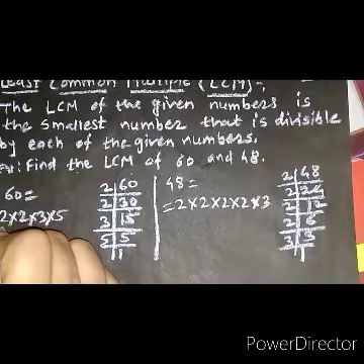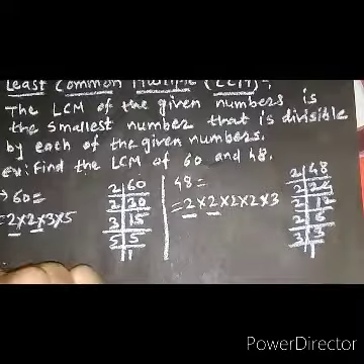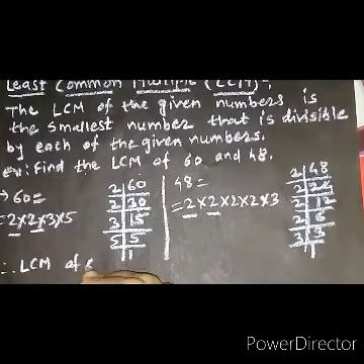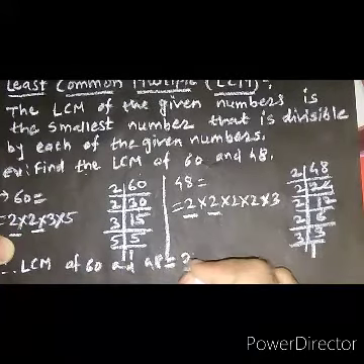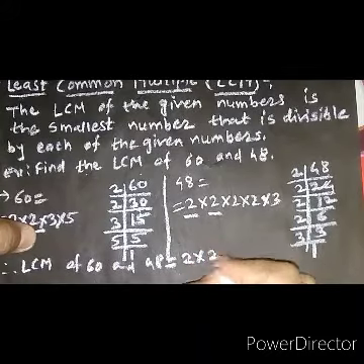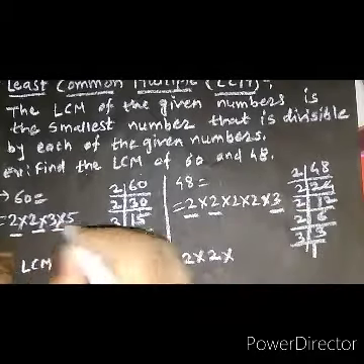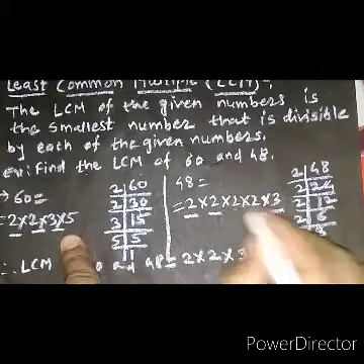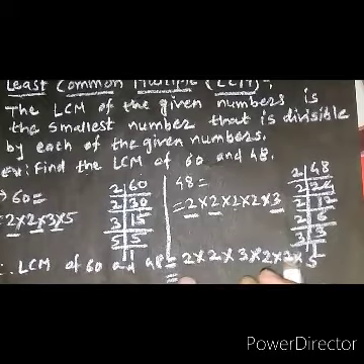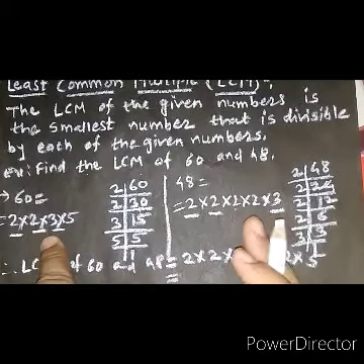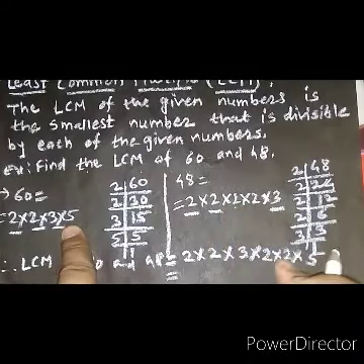Now we have to find the common divisors. 2 two times, therefore LCM of 60 and 48. First we write the common 2, again 2, and we have to take the other numbers also. 3 is also common, so we write 3 once, and the other numbers 2 into 2 into 5. So it means that we have to take all the numbers. Common numbers we write once, 2 into 2 into 3, and the other numbers 5 into 2 into 2.